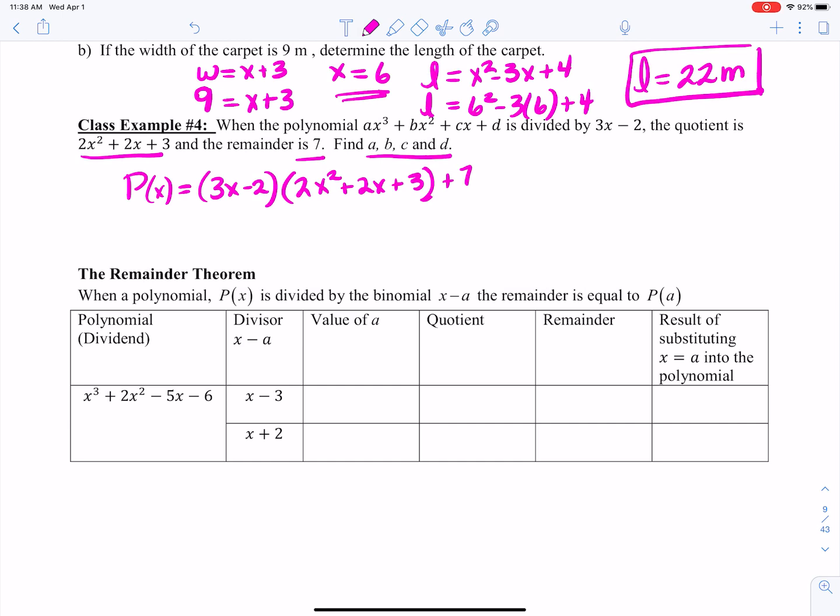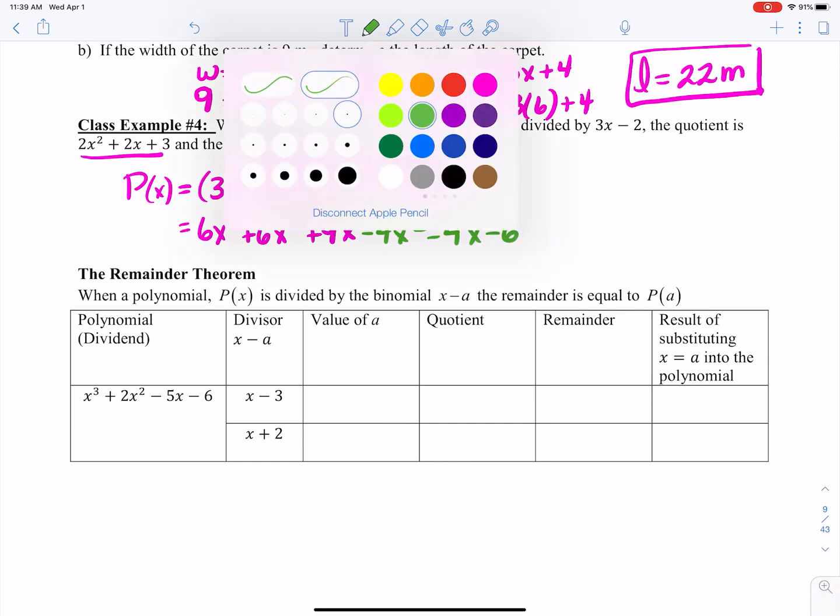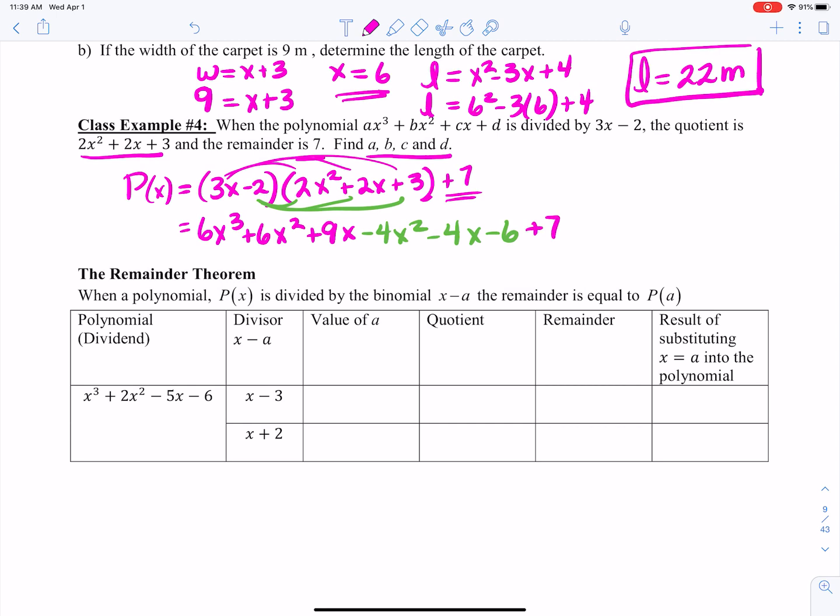So then what we're going to do here is we're going to do some algebra to simplify this guy. So distributive property, so 3x times 2x squared is 6x cubed. 3x times 2x is 6x squared. And then 3x times 3 is 9x. Now I'm going to distribute the negative 2 in here. Negative 2 times 2x squared is negative 4x squared minus 4x minus 6. And then this guy, we don't have to distribute anything because he's added on to the end.